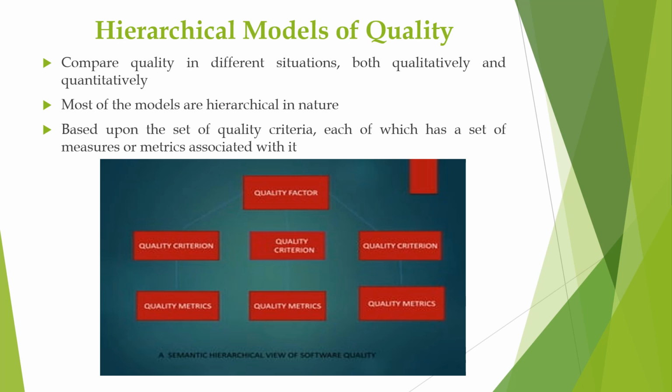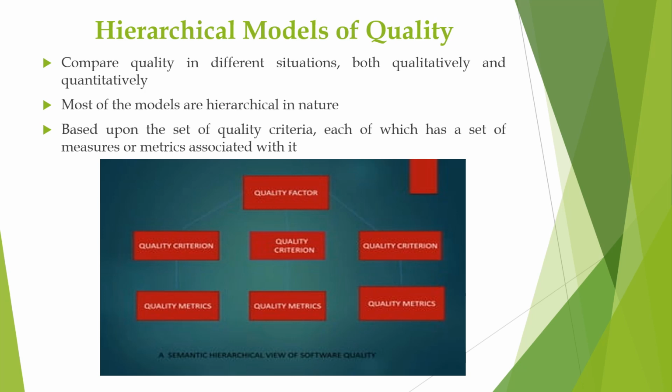All the models are in hierarchical view only, which means we will be having phase 1, phase 2, phase 3 like that. A hierarchical model of software quality is based upon a set of quality criteria, each of which has a set of measures or metrics associated with it. This type of model is depicted in the picture. Here we are having the quality factor. In order to measure the quality factor, we are having some kind of quality criteria.